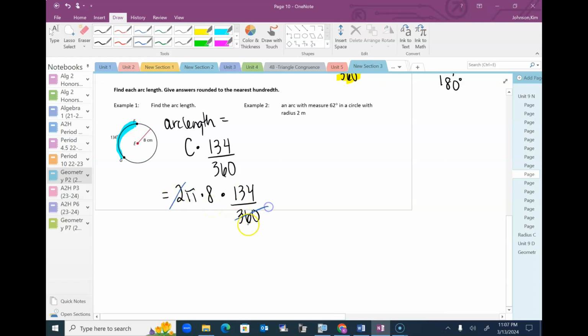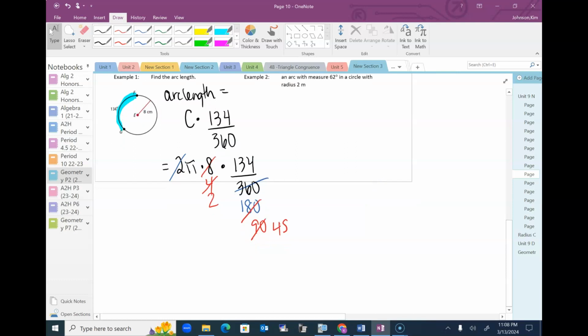I know that 2 and 360 will divide, so this is my 180 that I talked about earlier. 8 and 180 also divide by 2. So this will be 4 and then 90. And then this divides by 2 again, so that's a 2, and this is 45. And then I think from there I should be done simplifying. 2 and 45 don't divide by anything in common, and 134 and 45, I don't see anything there. So then I'm going to multiply. This is 2 times pi times 134 all over 45, which is 268 pi over 45. And that is in centimeters.